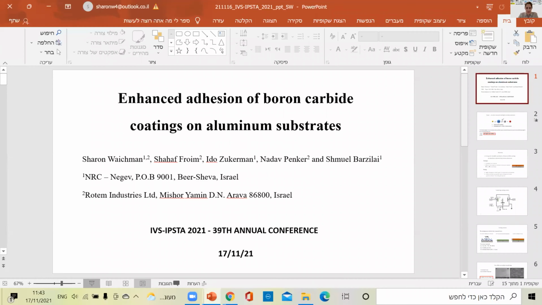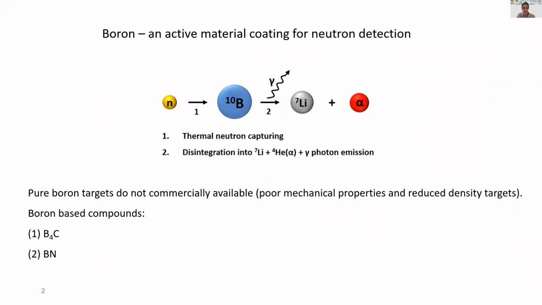So this is the topic I will talk about. Boron has a big cross section for neutron absorption. Neutrons that are absorbed by boron produce two energetic particles, while gamma photon emission occurs in 94% of the reactions. Boron is a difficult material to process, and therefore it is not commercially available. For this reason, boron compounds comprising carbon and nitrogen can be used. The advantage of using carbon is the higher amount of boron atoms per carbon atom.